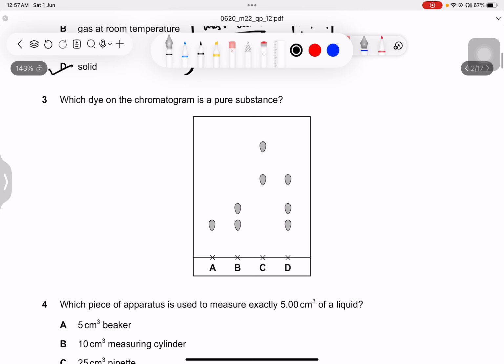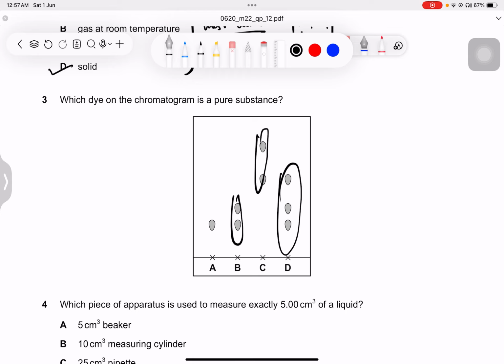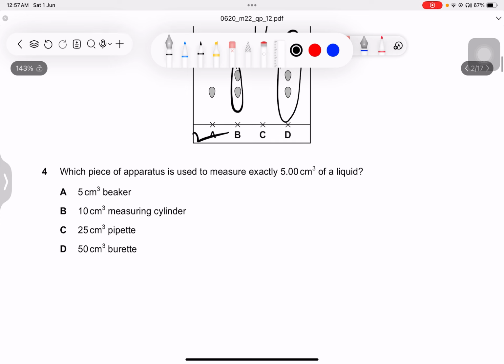Which dye on the chromatogram is a pure substance? So this means it should not have more than one spot or more than one solute. So all of these have more than one solutes. So this A is the correct option.